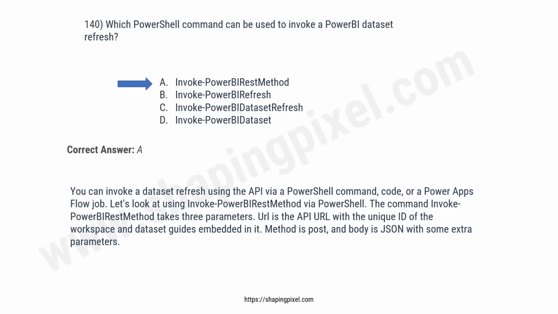You can invoke a dataset refresh using the API via a PowerShell command, code, or a Power Automate flow job. Let's look at using Invoke-PowerBIRestMethod via PowerShell. The command takes three parameters. URL is the API URL with the unique ID of the workspace and dataset GUIDs embedded in it. Method is post and body is JSON with some extra parameters.